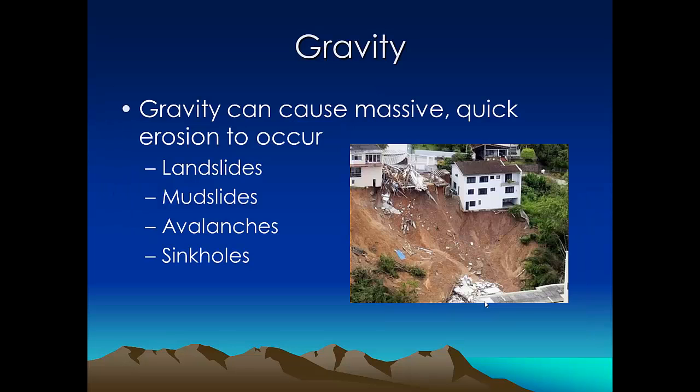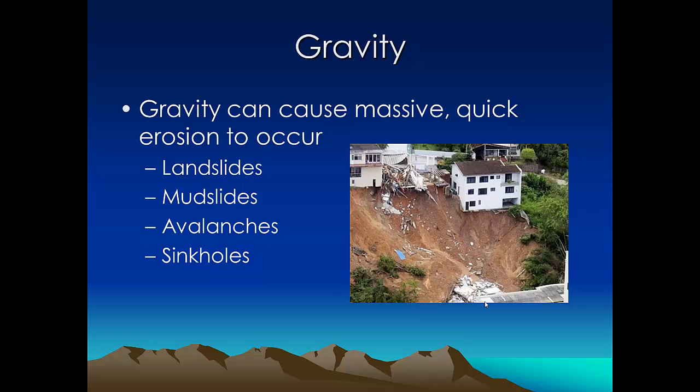Gravity is unlike moving water, moving ice, and wind, in that gravity can really make erosion occur very quickly. Heavy rains and other types of erosion may loosen material on a steep slope. Gravity will then pull the loosened material downward. The bits of rock and soil that were broken down may travel slowly downhill a little at a time, but they might also travel very quickly. The rapid downhill movement of a large amount of rock and soil is called a landslide.